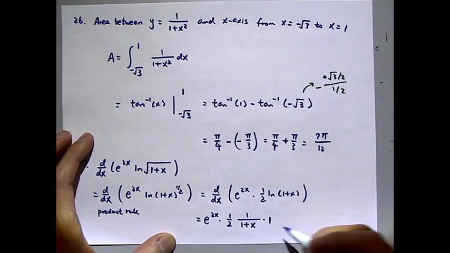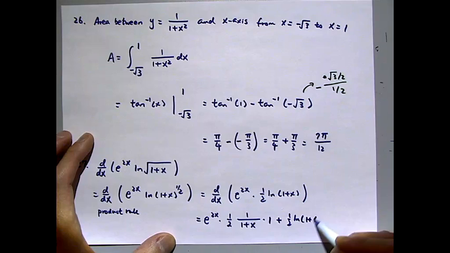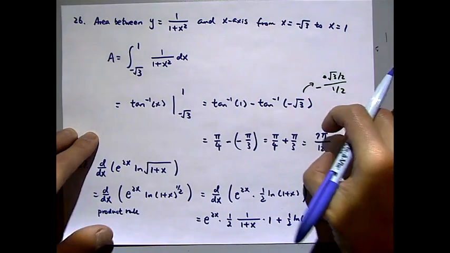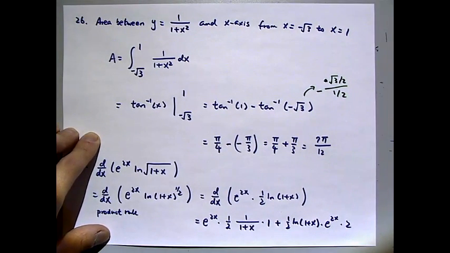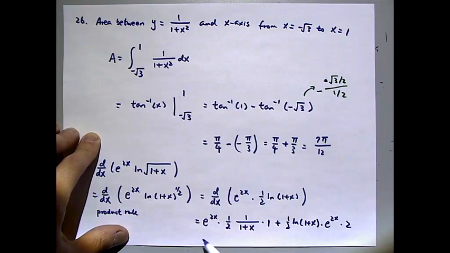First derivative of the second plus the second times derivative of the first. So e to the 2x times another 2. And all that's left to do here is simply simplify just a little bit. E to the 2x over 2 times 1 plus x plus e to the 2x times natural log of 1 plus x.